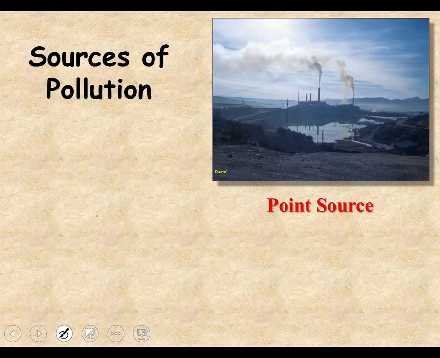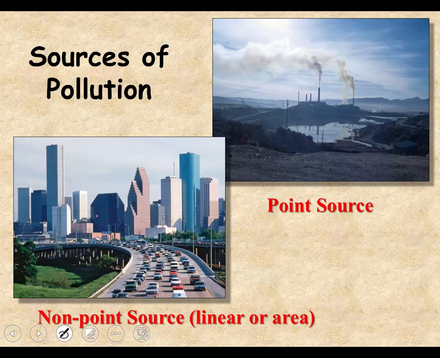Okay, so we've got two types of pollution, and that would be air, surface water, groundwater, and that is a point source and a non-point source. Okay, it's easiest to think about air pollution. A point source might be a refinery. A non-point source might be cars. A highway could be a linear non-point source. A farm area might be an area non-point source.